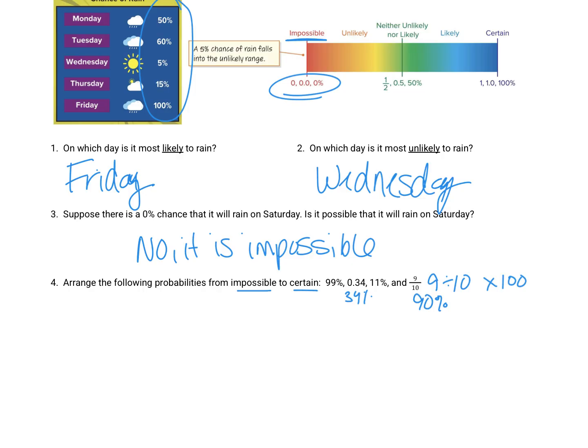All right, so again, if you haven't already tried number 4, pause the video, try it. You're ordering this from least to greatest or from impossible to certain. So the first one you should have had was 11%. That's going to be the smallest chance. Then it would be that 34% or the 0.34. Moving up from that, comparing 90% to 99%, 90% is smaller, so that would be next, followed by that 99% last. So that's going to be the order of impossible to certain for our probabilities.